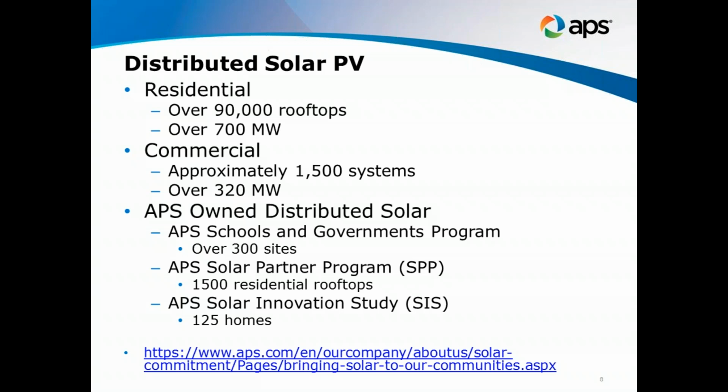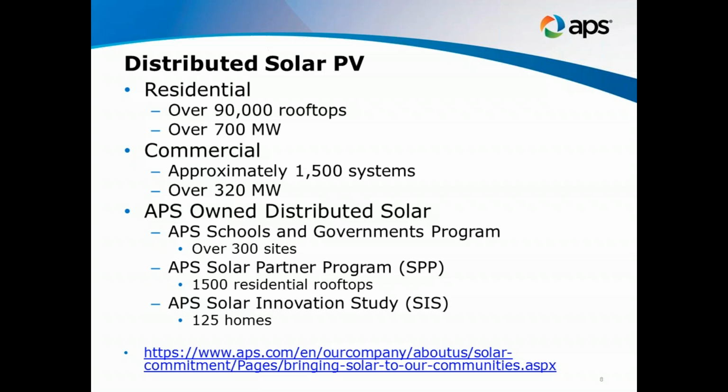For APS-owned distributed solar, there is an APS Schools and Governments program, which is approaching about 7 to 10 years now, with 300 sites installed on school parking lots, playgrounds, rooftops, and it was really intended to be a way to provide public benefit through the deployment of solar, especially the early deployments of solar on the APS system.